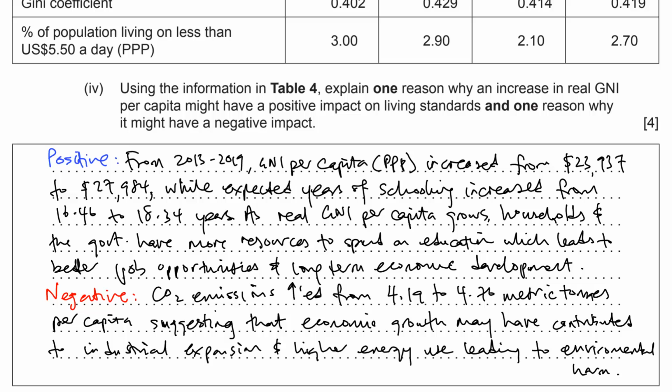Now, for the negative thing, I've just picked CO2 emissions. Here I've said CO2 emissions have increased from 4.19 to 4.76 metric tons per capita, suggesting that economic growth may have contributed to industrial expansion and higher energy use, leading to environmental harm. So again, you just have to pick one positive, one negative. These were the two easiest ones I could think of.